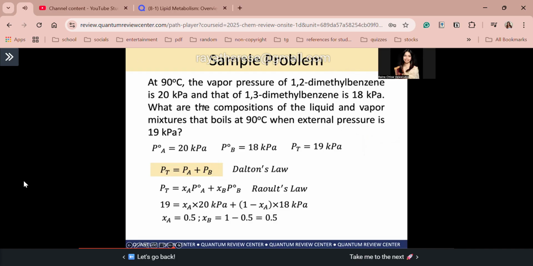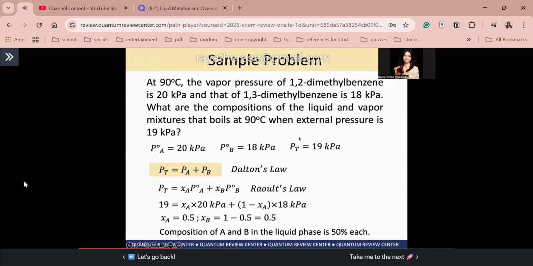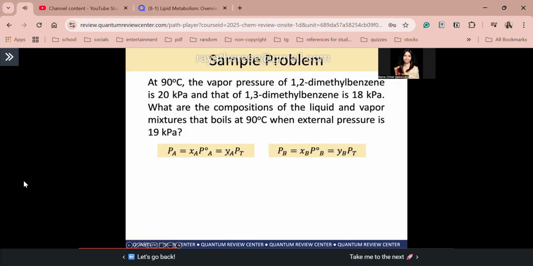So guys, shift solve and you will get the value of XA, or the mole fraction of component A, 1,2-dimethylbenzene in liquid phase, and that is equal to 0.5. And for XB, the mole fraction of B, or 1,3-dimethylbenzene in liquid phase, is 1 minus 0.5 equal to 0.5. So now we have the compositions of 1,2-dimethylbenzene and 1,3-dimethylbenzene in liquid phase. Now, kailangan natin mahanap guys ang compositions nila in vapor phase. Okay? So this is through these equations guys. Diba? Kaya natin ma-relate sila.